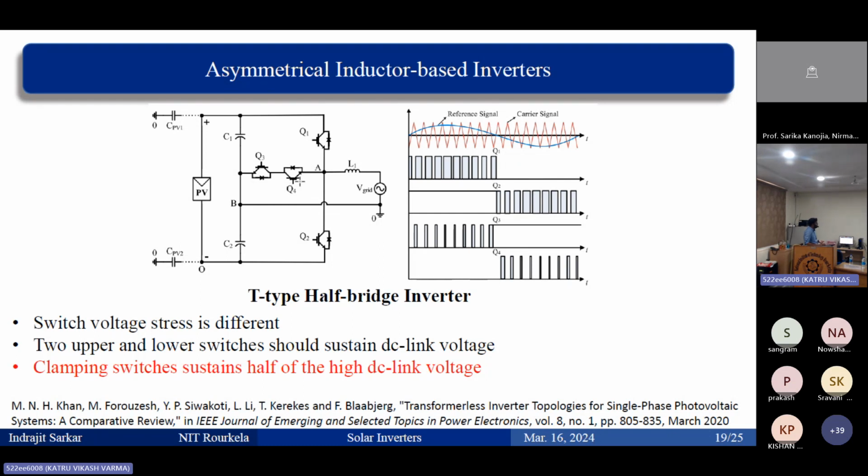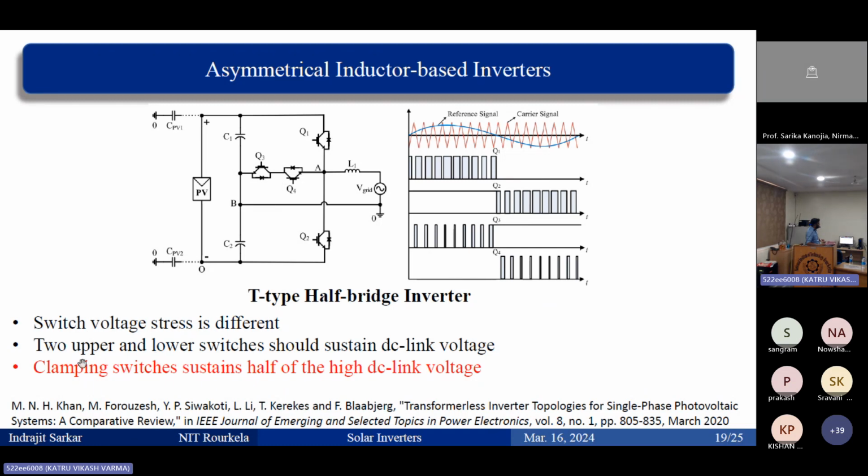So here also a similar thing is there. Only thing is, here the neutral point is accessed at the output through this bidirectional switch. The bidirectional switch configuration could be a back-to-back IGBT, or you can have a fast diode bridge rectifier with a single switch. Those two configurations are there. So here the switch voltage stress is different. This switch is operating at higher frequency.